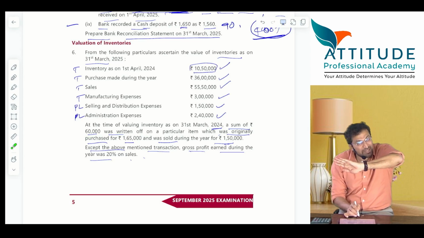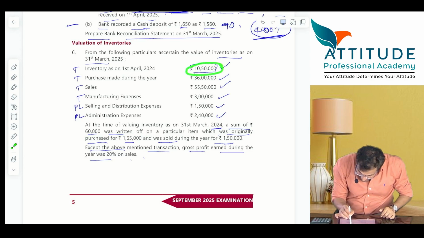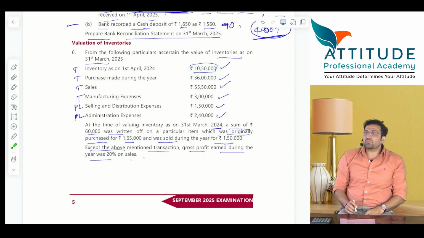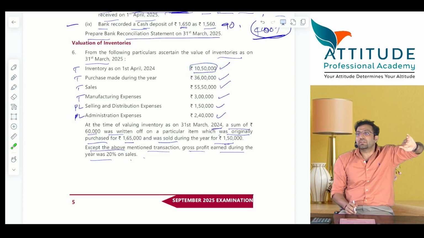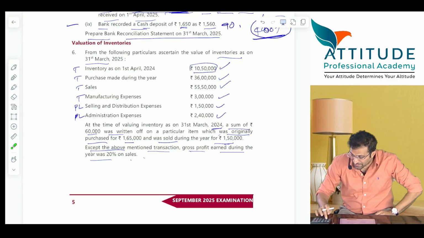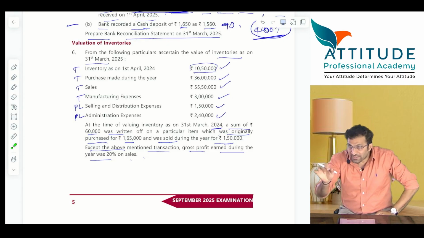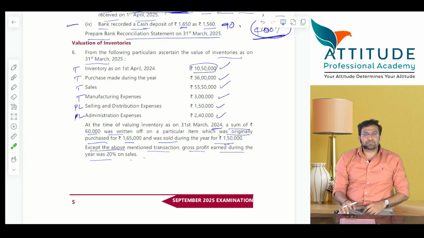60,000 1,65,000 में से गया, तो बचा कितना है? That 1,05,000 is there in this 10,50,000. So that 1,05,000 separate ले लो. बाकी 10,50,000 में से 1,05,000 निकालो, बाकी कितना बचा? 10,50,000 माइनस 1,05,000. नॉर्मल आइटम कितना है? 9,45,000 इज नॉर्मल आइटम ओपनिंग स्टॉक.